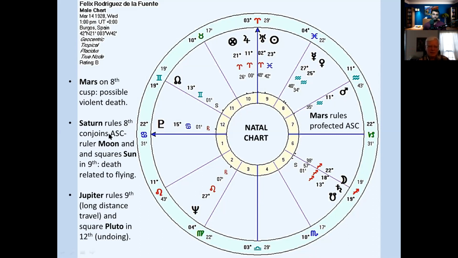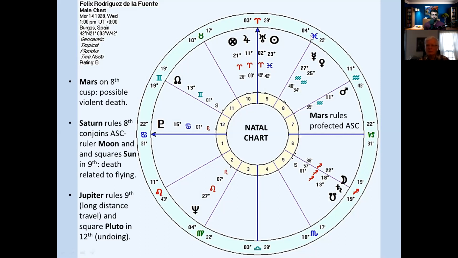Okay. Let's see, Saturn rules his 8th. It's Aquarius there. His ascendant ruler is the moon, and his moon conjoins Saturn and squares the sun in the 9th. So there's all these indications in the birth chart that he needs to be careful while traveling by air.